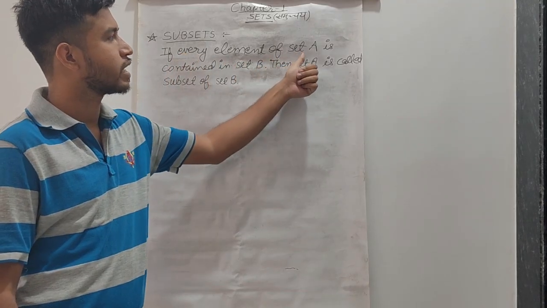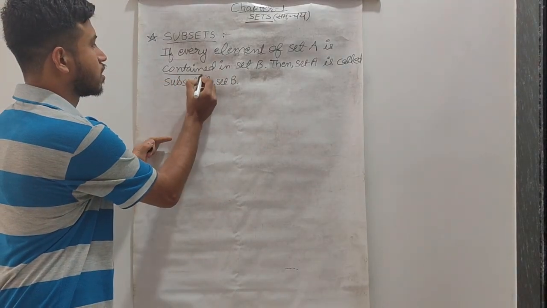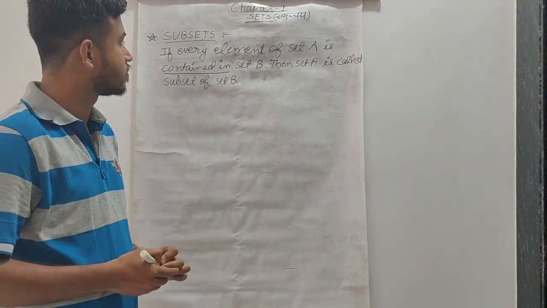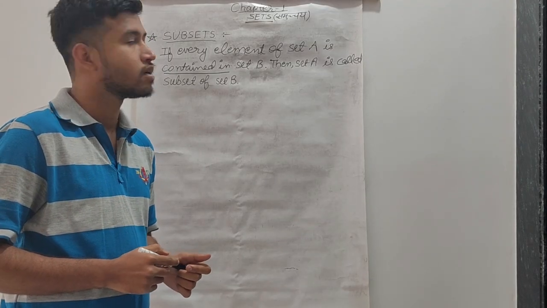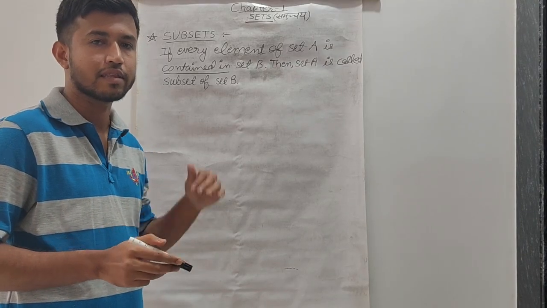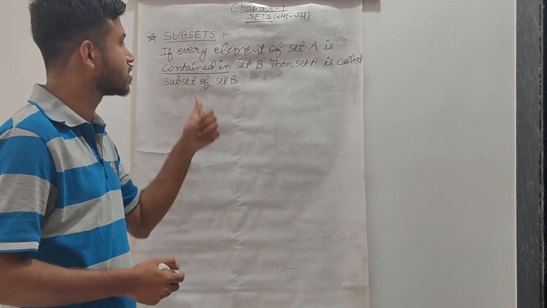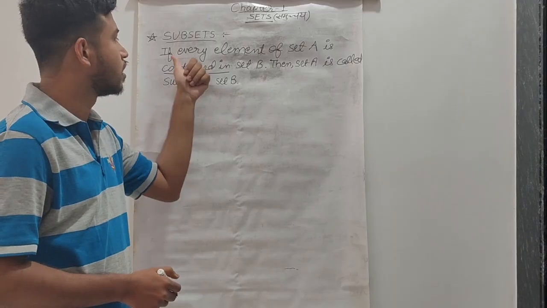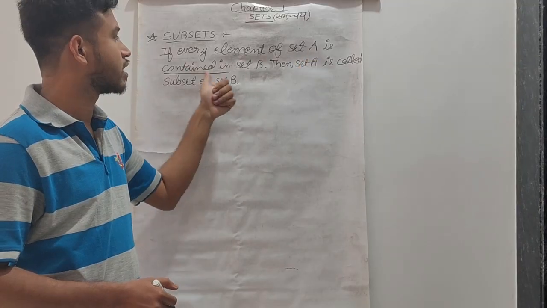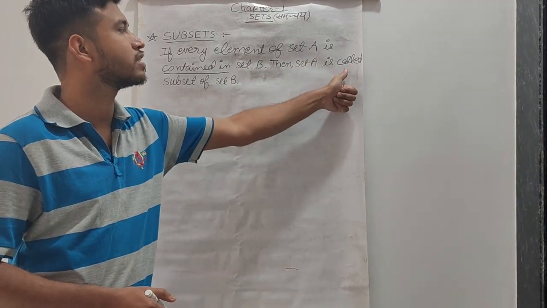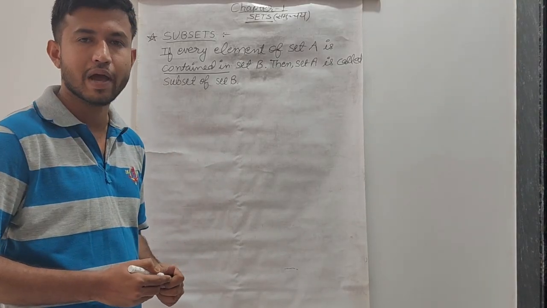If every element of set A is contained in set B. As in the definition of set, we studied the collection of set. In the definition of subset, we are studying the term contained in, mathematically called a subset. So what is the definition? If every element of set A is contained in set B, then set A is called a subset of set B. We will understand this by an example.